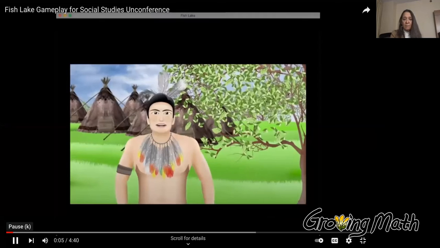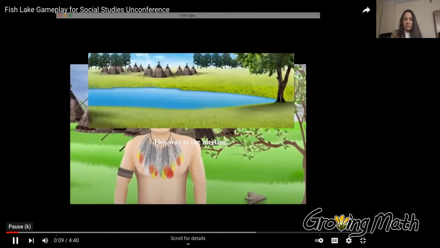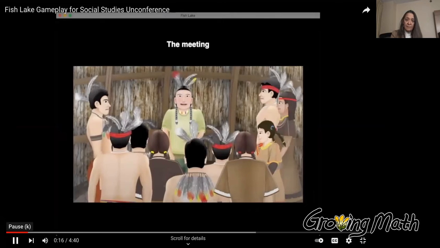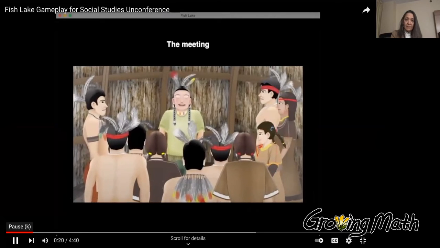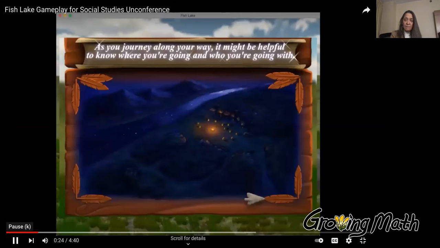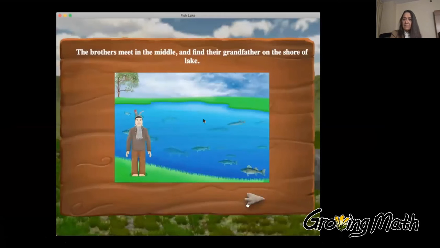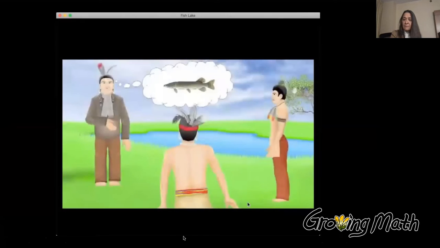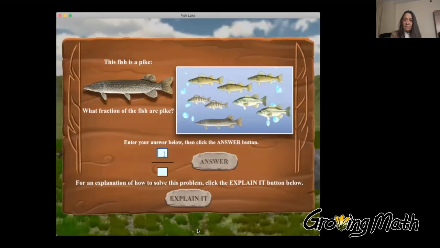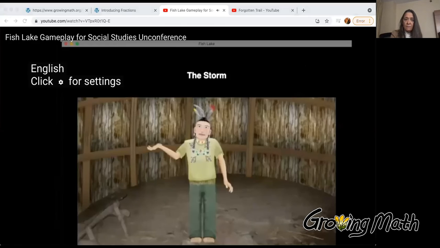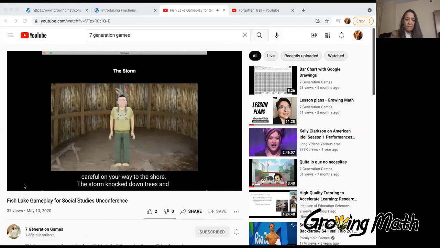Where have you been? Everyone is waiting in the village. They're about to start the meeting. The land is changing. It may be time for us to continue on to a new place, just like our ancestors before us, just as the Ojibwe have been doing for generations. As you journey along your way, it might be helpful to know where you're going and who you're going with. The brothers meet in the middle and find their grandfather on the shore of the lake. So you're going fishing. Do you think you can catch some pike? I feel like eating pike today. This is a pike. What fraction of the fish are pike? Are you heading out to go fishing now? The storm seems to have passed. Just be careful on your way to the shore.